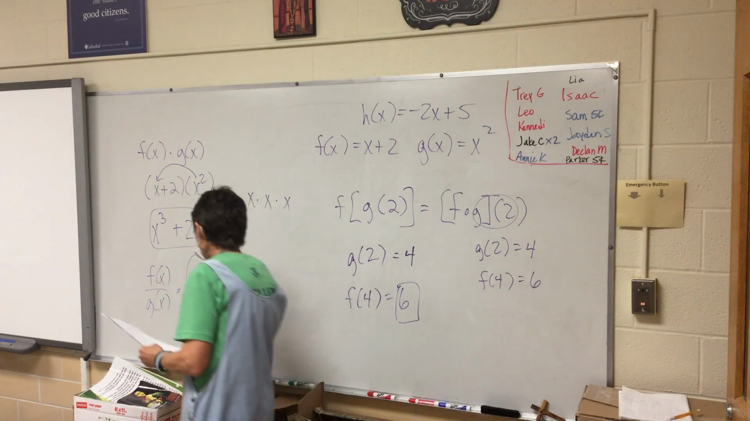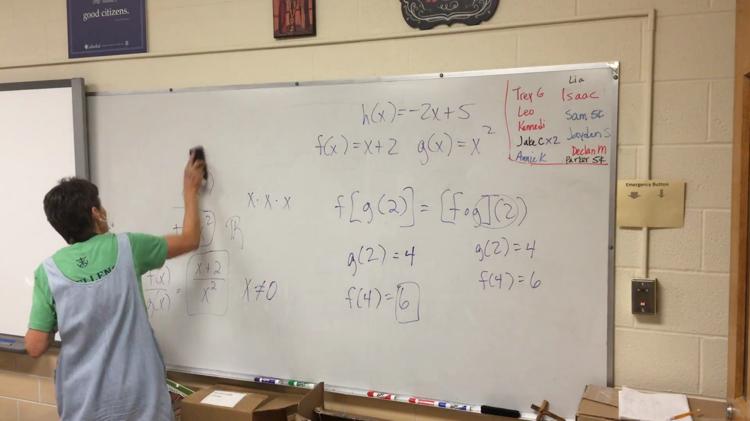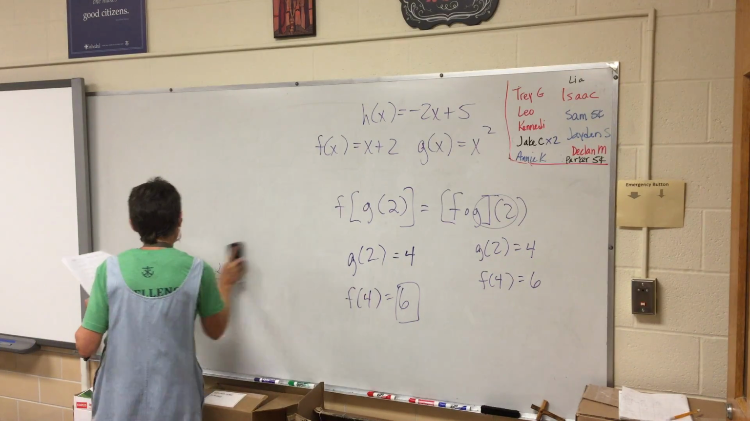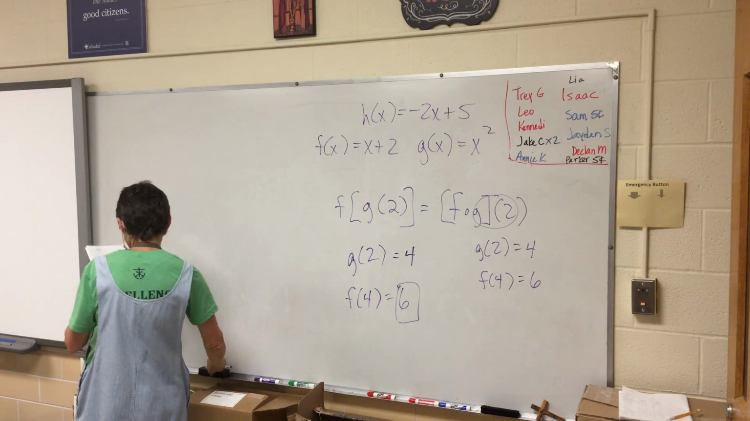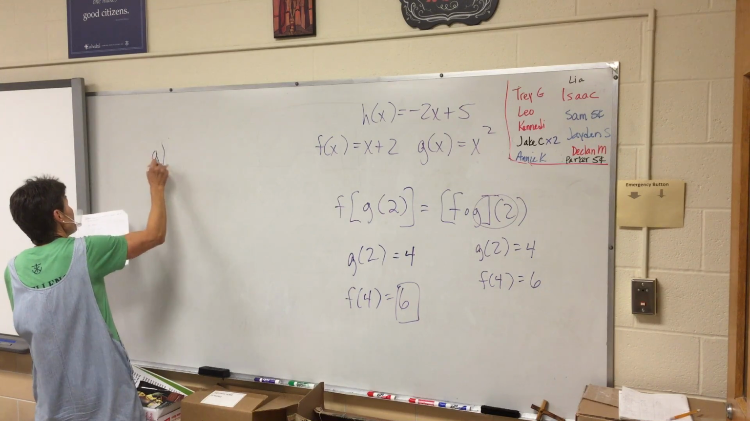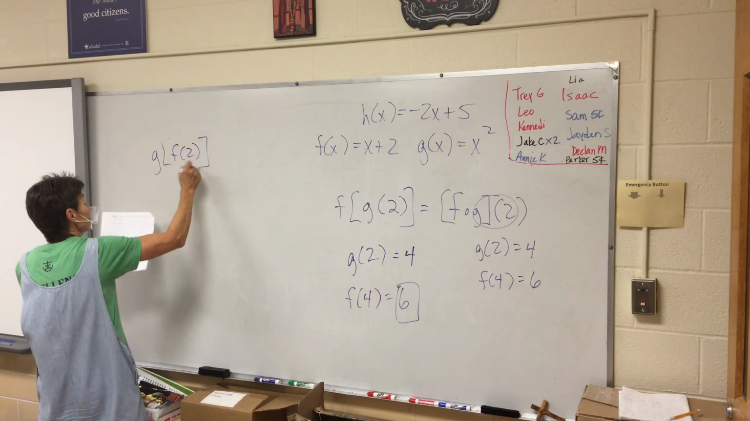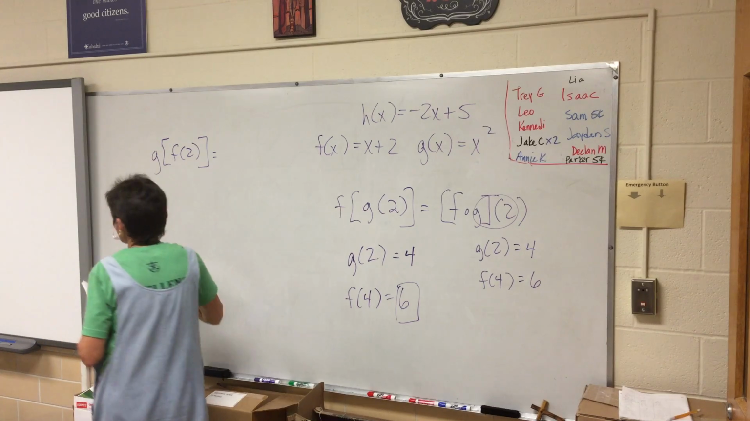All right, let's try I. Now look at the way I is written. The order matters. It says G of F of 2.